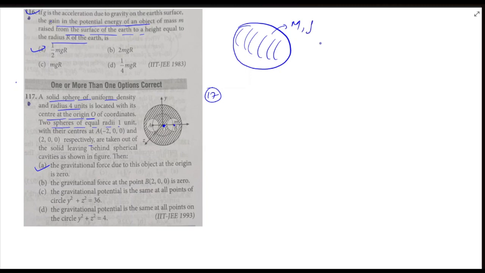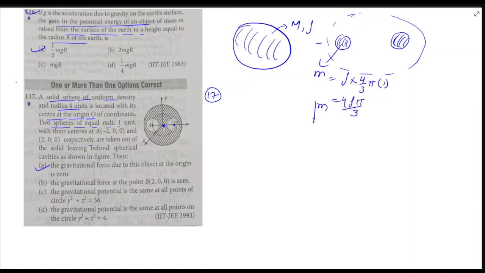Now what happens is we remove one sphere from here and one sphere from here, right? So we have removed these two spheres. So let's say the mass is small m, which will be rho into the volume. It will be 4 by 3 pi r cube. So r is 1, so it will be 4 pi rho by 3, this is small m. Perfect. Now we have to find the field at point B.